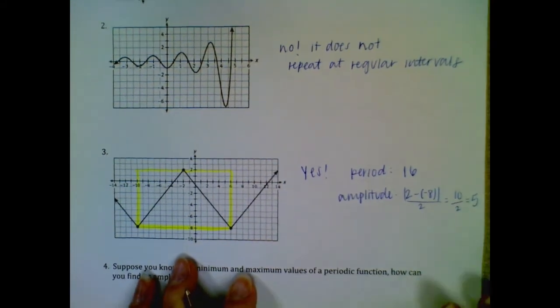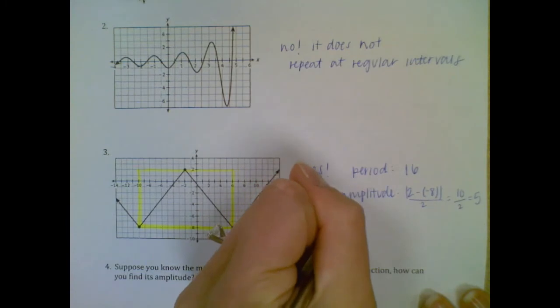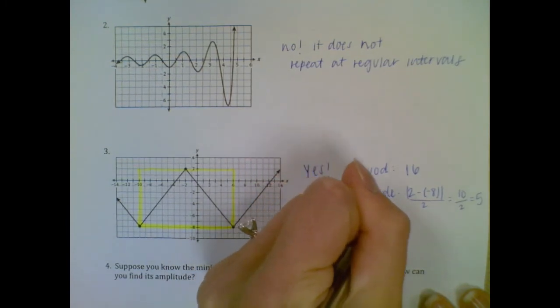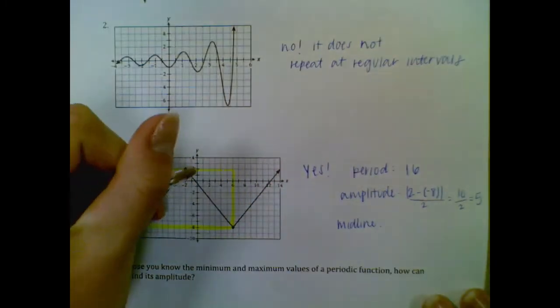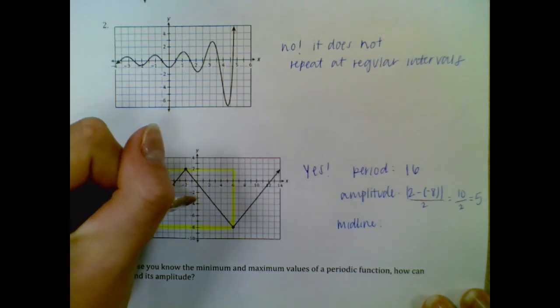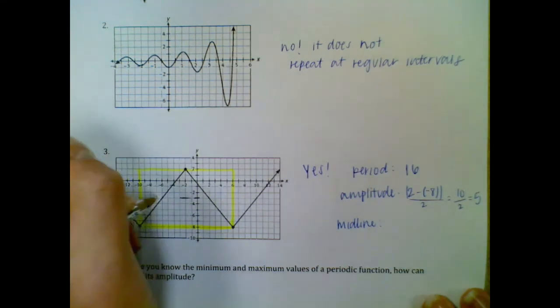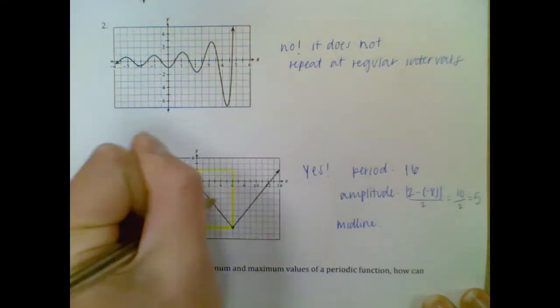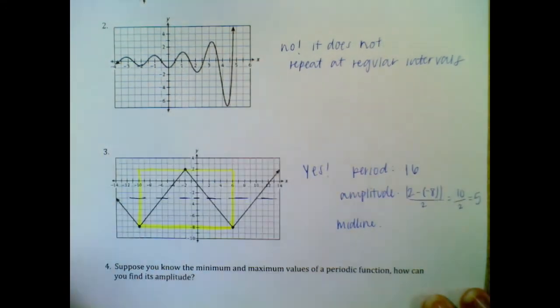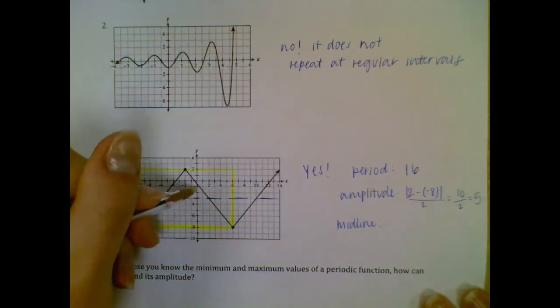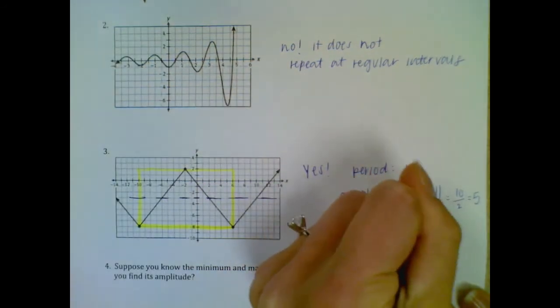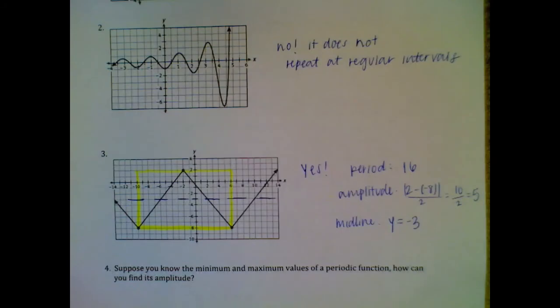Oh, sorry, guys. And then the midline, so if I go 1, 2, 3, 4, 5, 1, 2, 3, 4, 5, yep, it's right there. It splits your graph right in half, right? So that is at negative 3. Y equals negative 3, that y value. Okay?